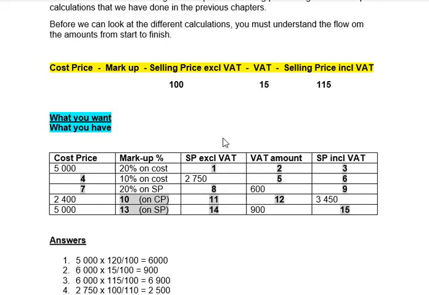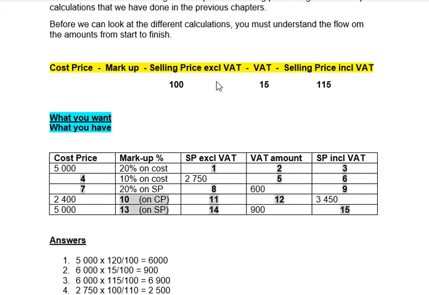I assume that for this example, we're going to use VAT of 15%. So selling price before VAT will have a value of 100. Then we're going to add in the VAT of 15%. And once we've added in the VAT of 15%, that's going to give me the including amount of 115, 100 plus the VAT. So exclusive, before VAT, is 100. Add in the VAT of 15%.